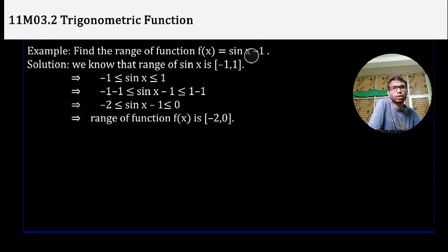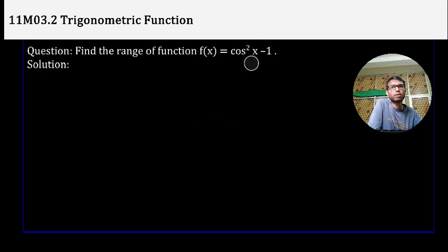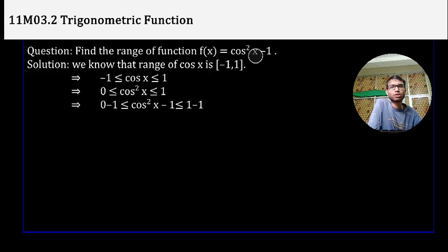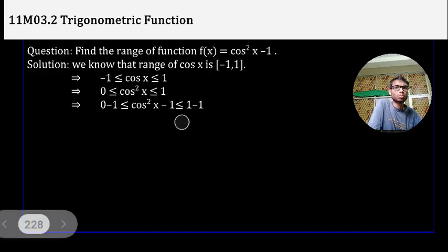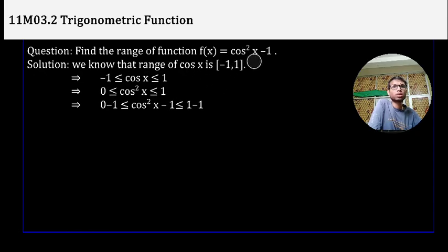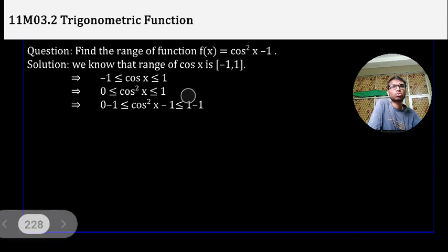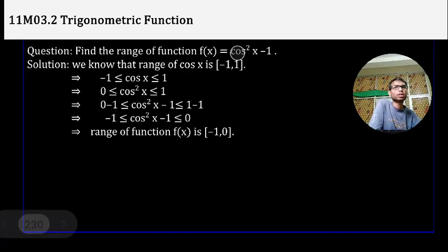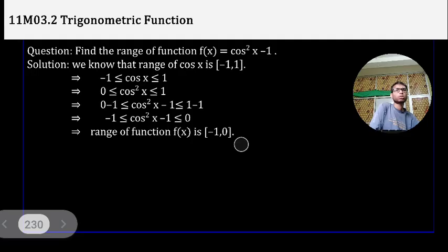Here we had sin x, but in this case we have cos squared. Since it is squared, (−1) raised to the power 2 is 1, so 1 minus 1 gives us 0. And when we put 1 here, it is again 1 minus 1, which is 0. So the minimum is 0 minus 1, which is −1, and the maximum is 0. So the range of the function is [−1, 0].